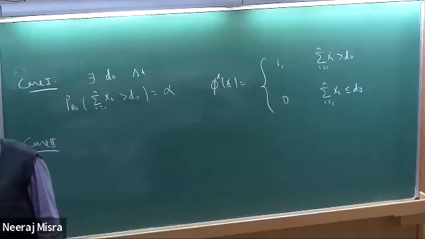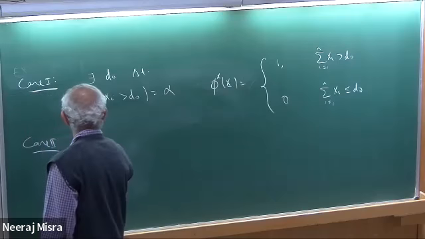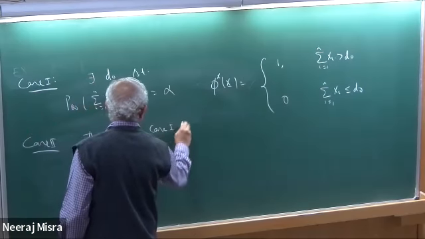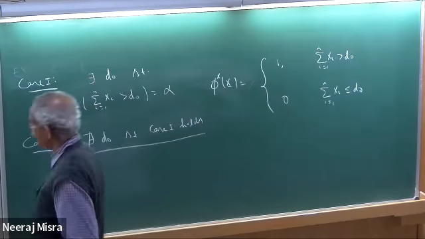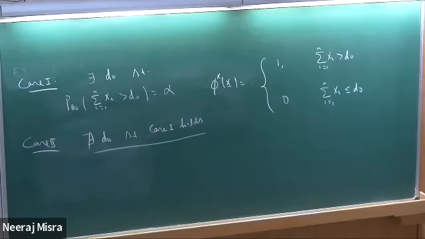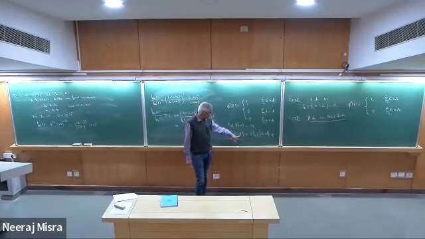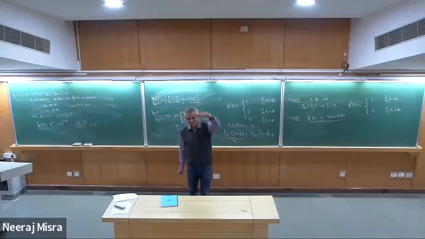The second case is that there is no d naught such that this is exactly alpha, such that case 1 holds. Then how do you determine this d? There does not exist such a D. Then this quantity has to be less than or equal to alpha. Note that when D is n, what is this probability? 0. So you start from n, you know it is less than or equal to alpha.